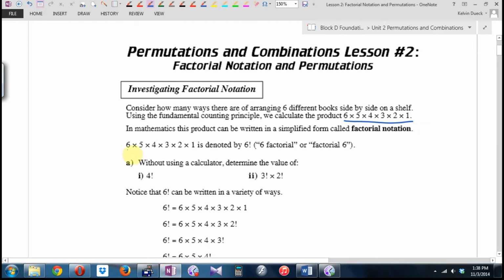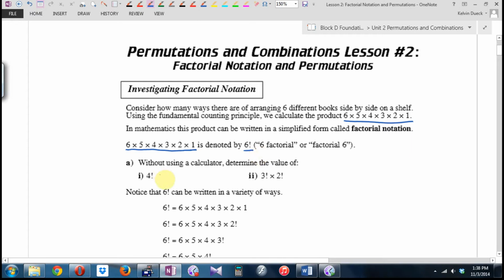And there is. 6 times 5 times 4 times 3 times 2 times 1 is denoted by 6 exclamation point. That is not read as 6. That is read as 6 factorial in math. And it means take that number, times 1 less, times 1 less, times 1 less, and stop when you get to 1.